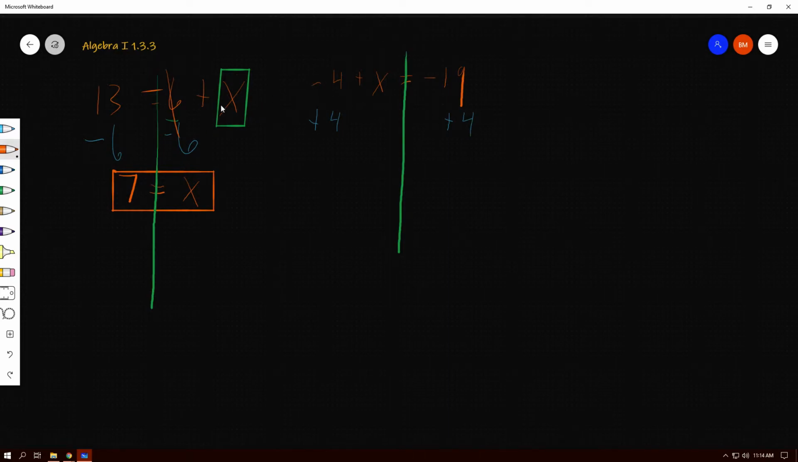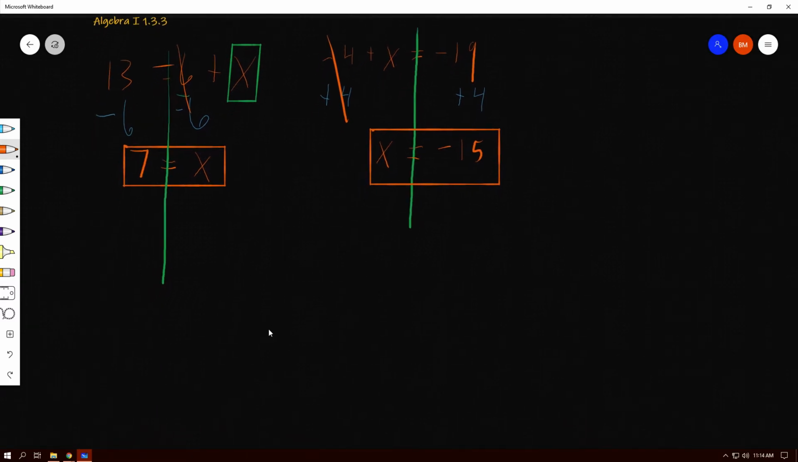Negative 4 plus 4 cancels. I have x equals negative 19 plus 4, which is negative 15. There's one positive and one negative, which means the number should be going down. We subtract the two numbers and take the sign of the biggest. You should always use a calculator to double check yourself, but negative 19 plus 4 is negative 15. So our answer is x equals negative 15.